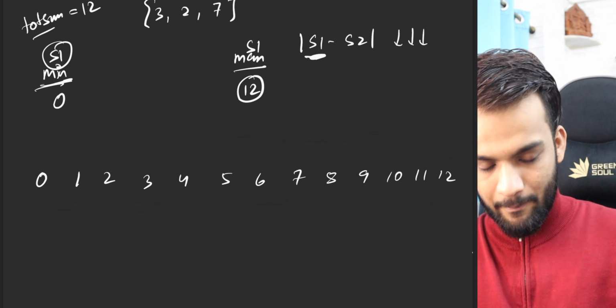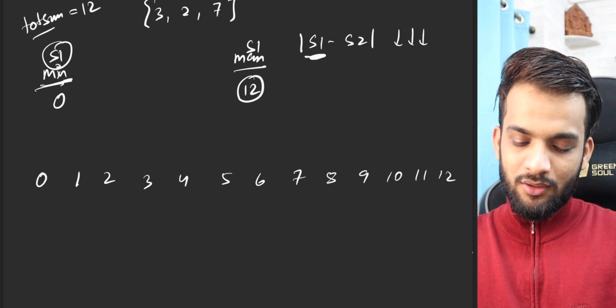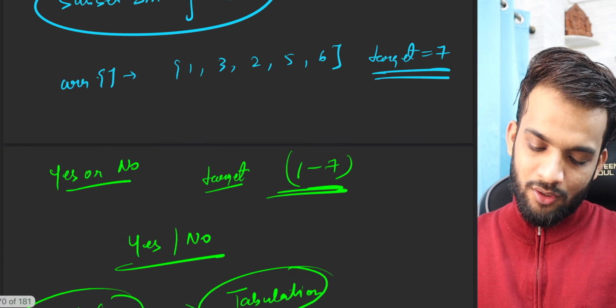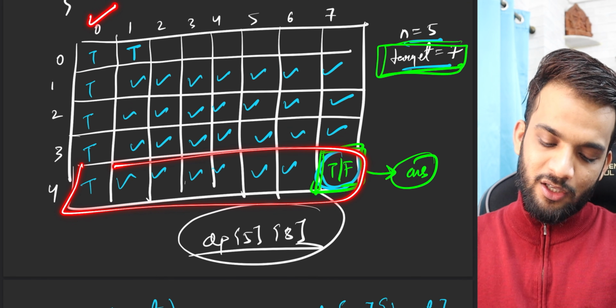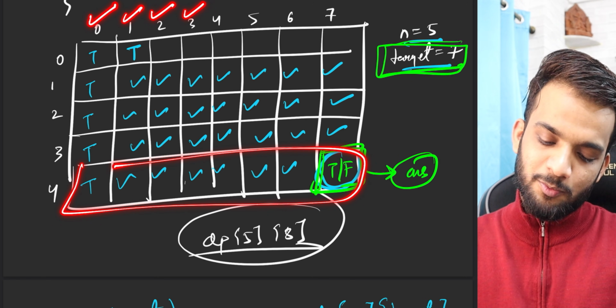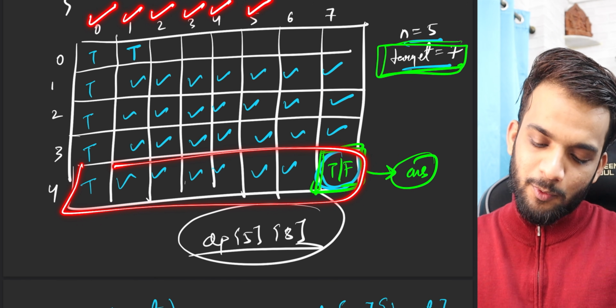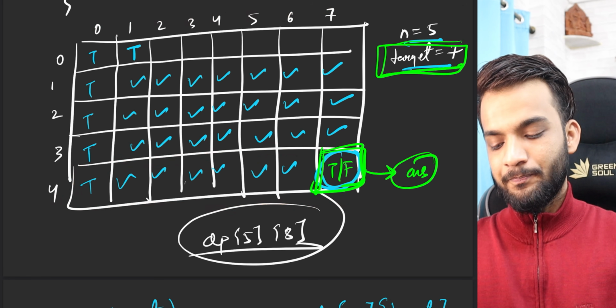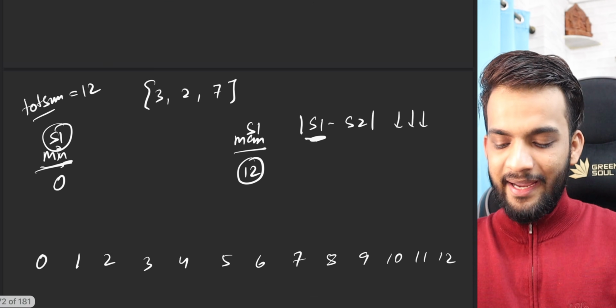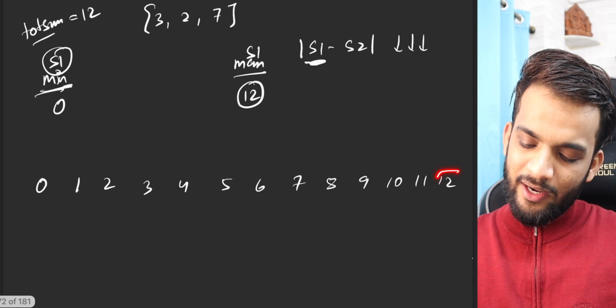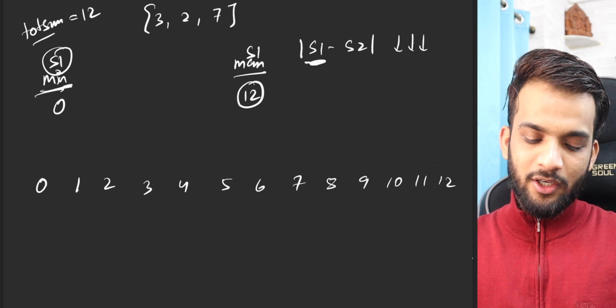So you'll be like, okay, we remember DP14. Just now I taught you. The last row will tell you if 0 is possible, if 1 is possible, if 2 is possible, if 3 is possible, if 4, 5, 6, 7 is possible. So can I say, I know one thing: 12 is possible because I will take all the elements.